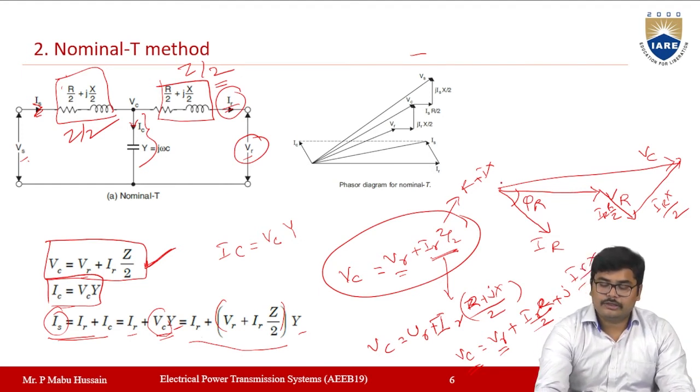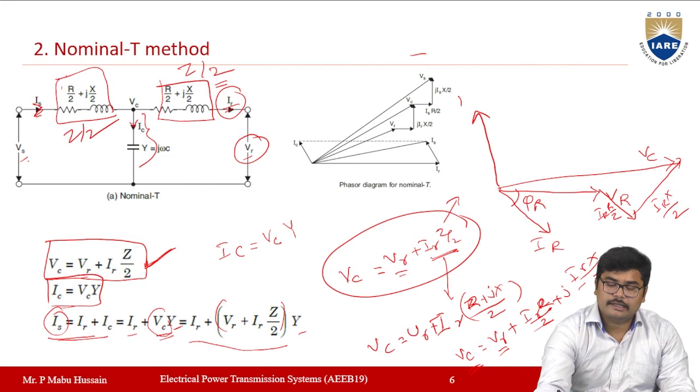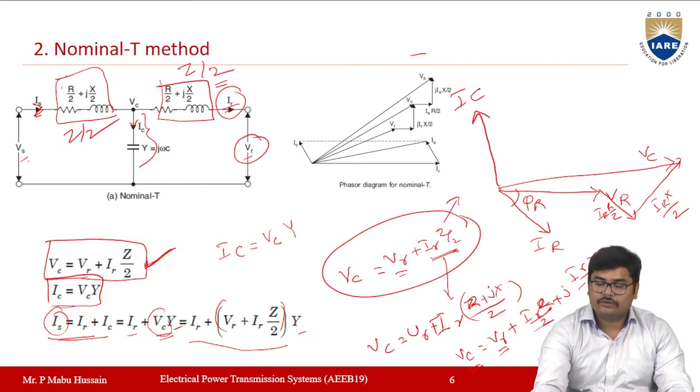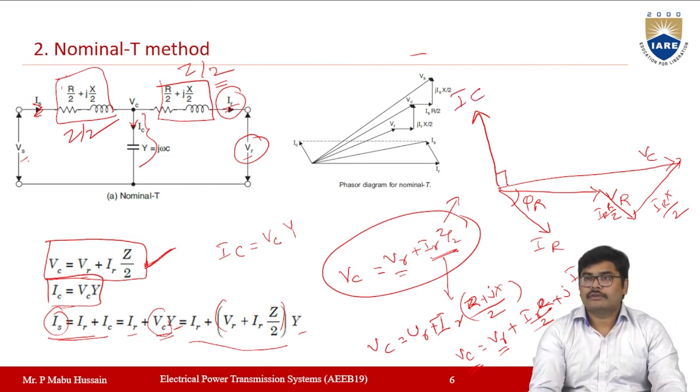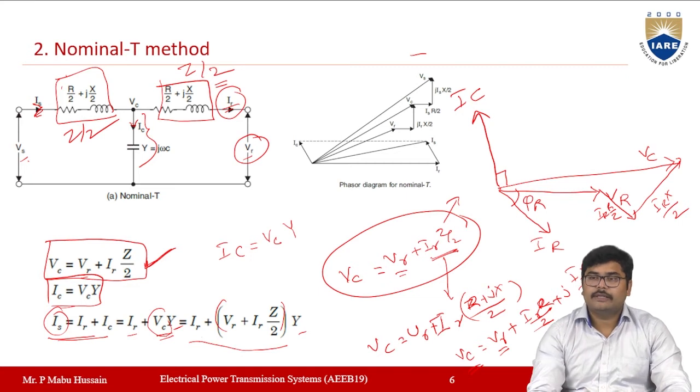Once you get the VC, then the current flowing through this capacitance, which is IC, will be perpendicular to this VC, right? Perpendicular to this VC, you will have the current IC. Okay, IC will be perpendicular to VC, right? Why? Because IC is the capacitive current and VC is the voltage. So in a capacitor, IC will be leading the voltage.